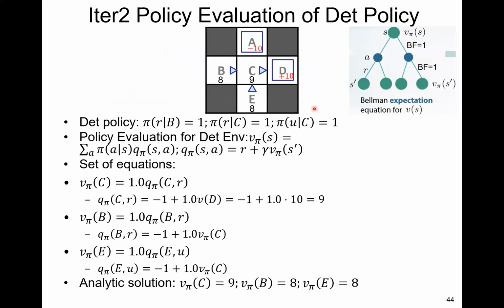So now we do another iteration. Notice here, our backup diagram has changed. The branching factor has changed from 4 to 1 from any state. Now you have a deterministic policy instead of a random policy. So from B, you have one single action to the right. From C, you have a single action to the right.